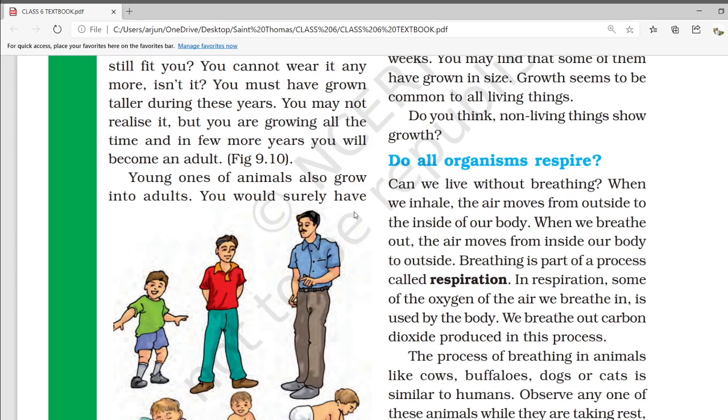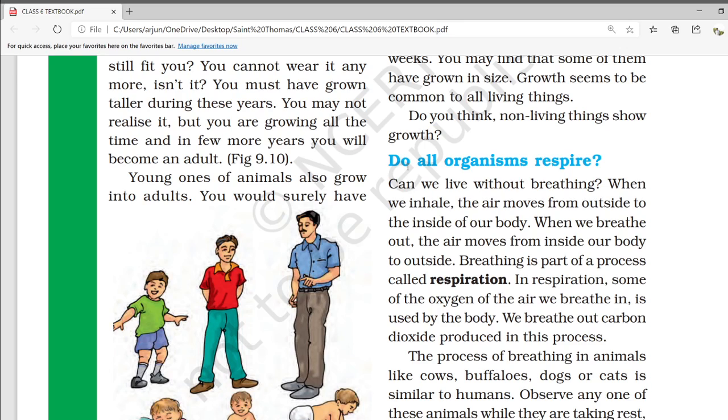Do all organisms respire? Can we live without breathing? Obviously not. We cannot live without breathing. When we inhale, the air moves from outside to inside our body. When we breathe out, the air moves from inside our body to outside. This breathing process is called respiration.